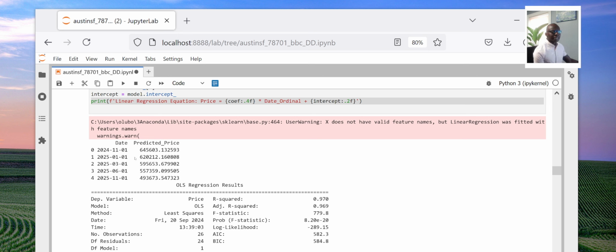So using the historical data set, machine learning arrived at future prices in November 2024. The predicted price will be $645,603. In January of 2025, predicted price will be $620,212. And in March 1st, 2025, future predicted price for a single family home in Austin, Texas is $595,653.67.